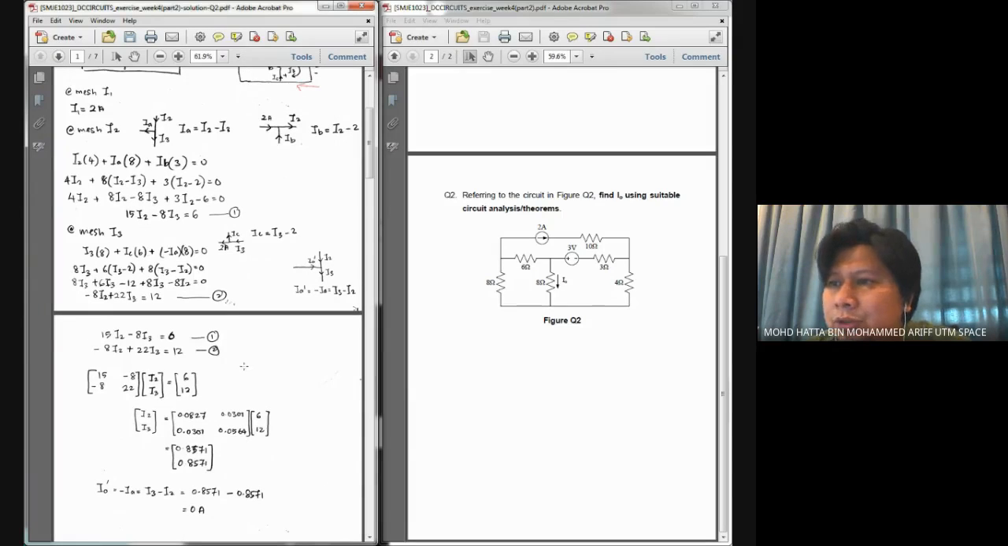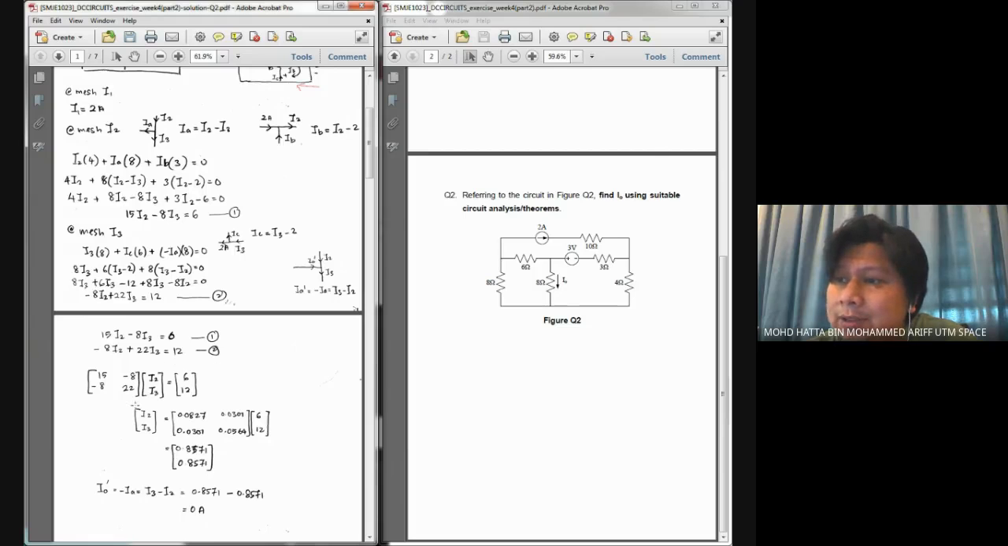You can use your calculator or matrix, or simultaneous equations, either substitution or elimination, to solve it. Here I show you how I use the matrix inverse to solve these two equations, equation 1 and equation number 2.